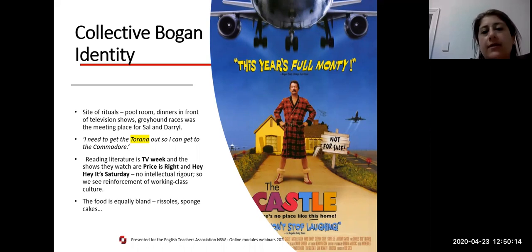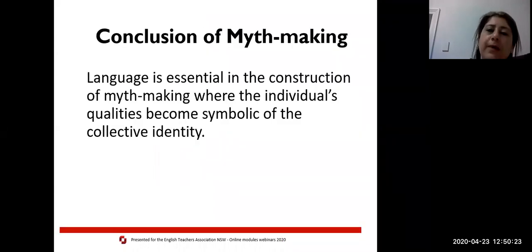So the kinds of cultural practices and rituals they go through create their identity, shape their identity, as is the food that they eat. So the conclusion of myth making is that language, whether it's spoken, whether it's visual, whether it's sound, goes towards the construction of myth making, where the individual's qualities then become symbolic of the collective identity they represent.